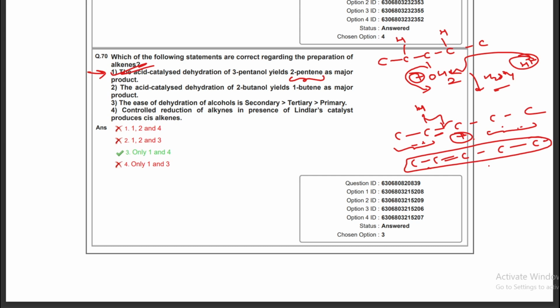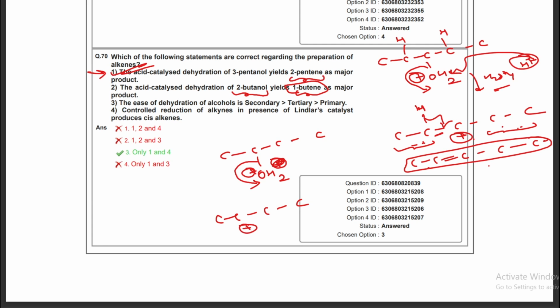Second is acid catalyzed dehydration of 2-butanol. Take this 2-butanol. They are saying that after its dehydration 1-butene should be the major product. If there is dehydration, first of all there will be OH2 positive, similar to what happened in the first statement, the oxygen will get positive charge, and then this water will be removed from this side, and you will see a carbocation at this position, right?